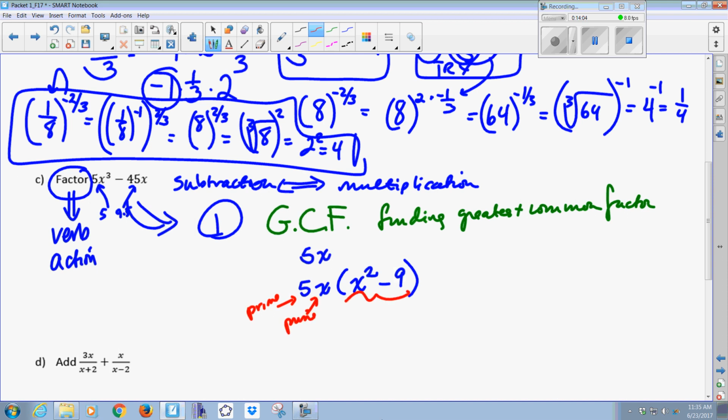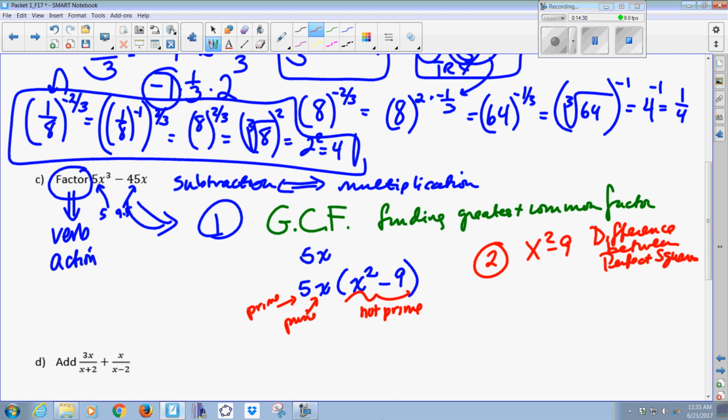But this is a special situation that we can factor. This is not prime, so we can do one more step in our factoring. That step is how to factor x squared minus 9. This is called the difference between two perfect squares, because x squared is a perfect square and 9 is a perfect square. These are the kind you like to see. The factors almost look the same. What do you square to get x squared? x. And that's in the first spot in the parentheses. What do you square to get 9?